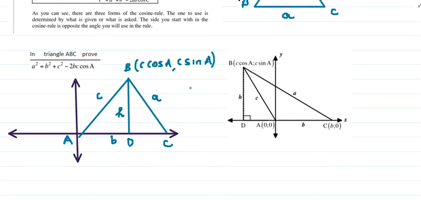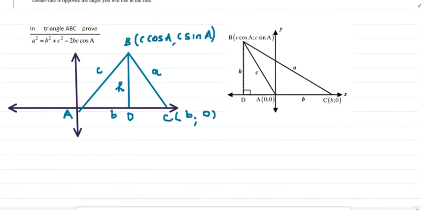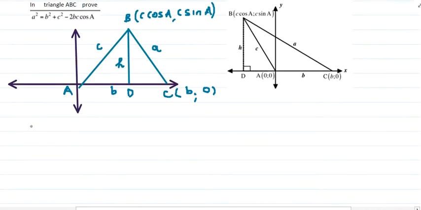That is the first part in devising our proof. Our next point is to determine the coordinates of point C, and as we can see, the x value of point C is given by the value b. So the x value is b, and obviously the y value is 0. Now let's proceed and look at the proof of the cosine rule.